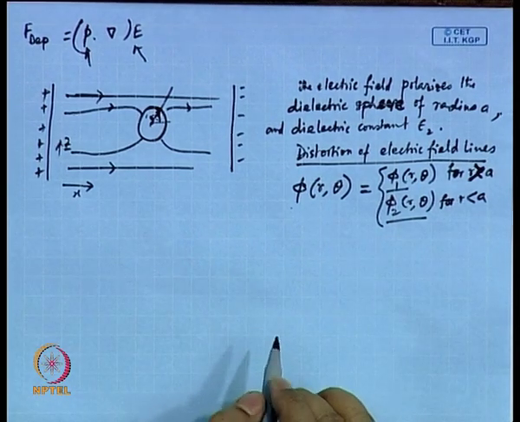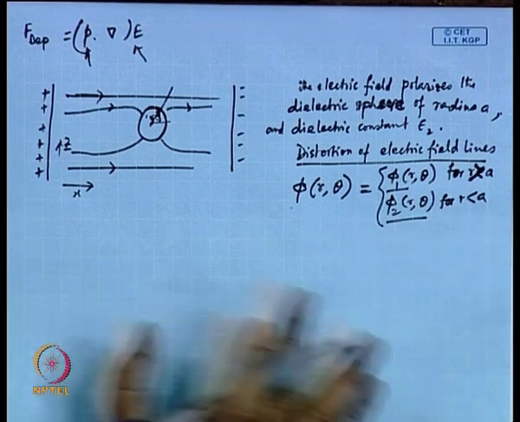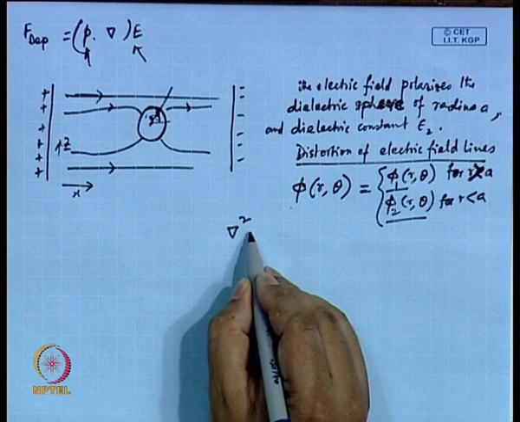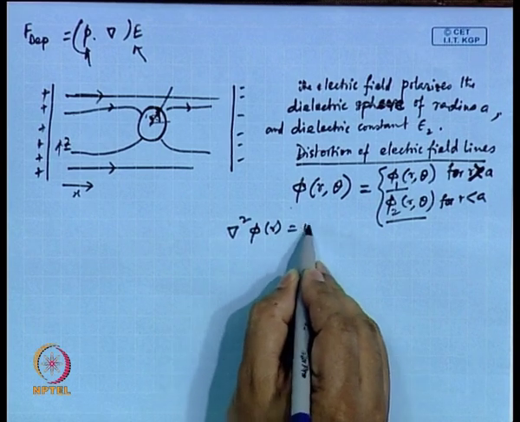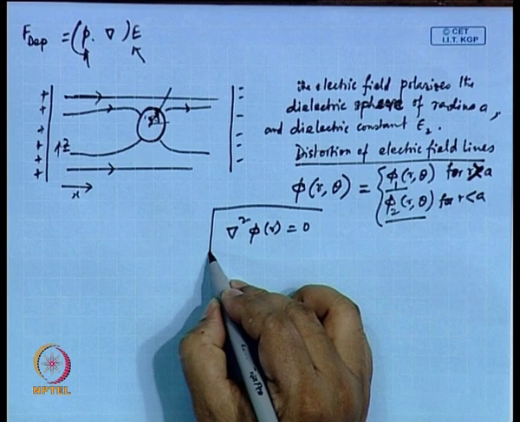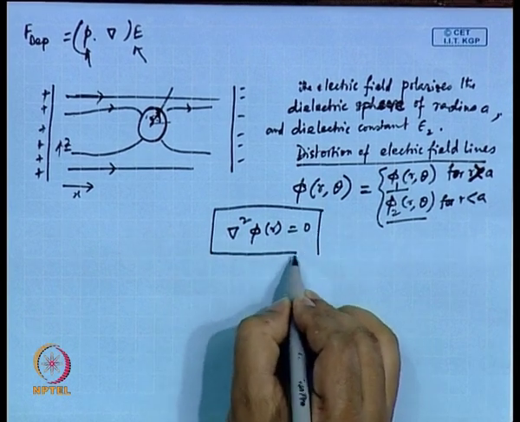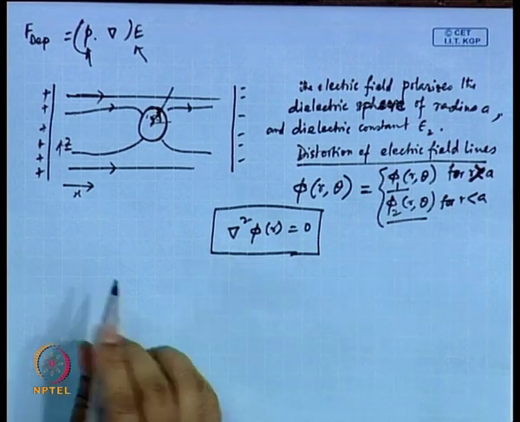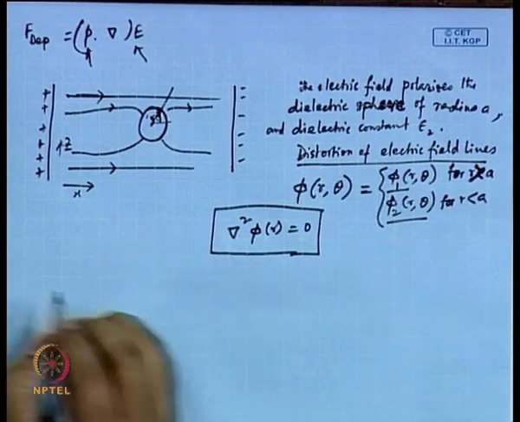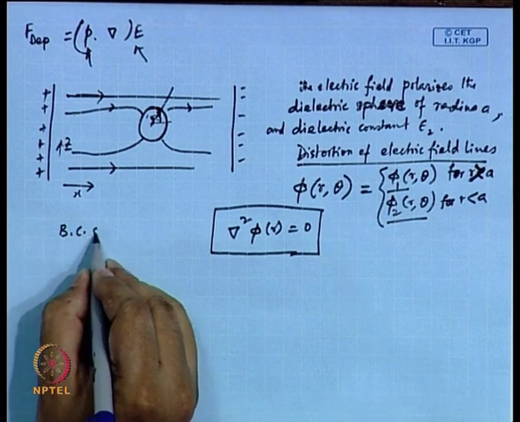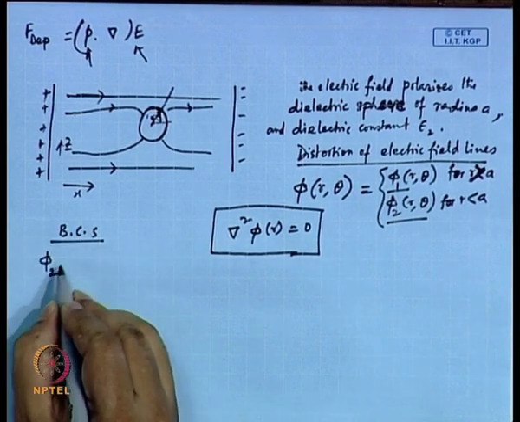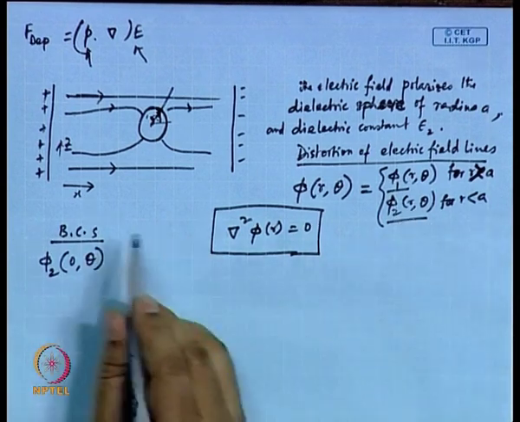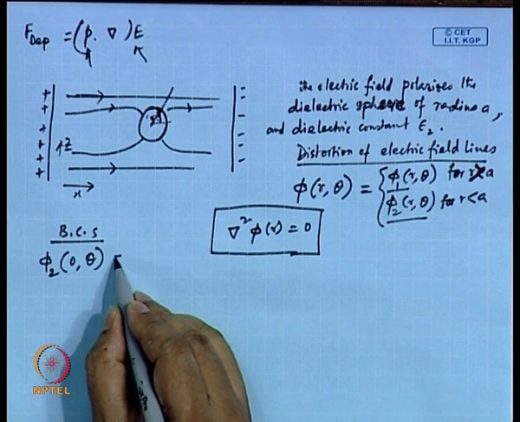Now, what you need to finally solve here to find this P is del square phi equal to 0. This is the governing equation for the fluid and sphere. This is the governing equation that needs to be solved. However, there are boundary conditions. The boundary conditions are: phi 2 at 0 theta, phi 2 being inside the sphere, inside the particle, is finite.